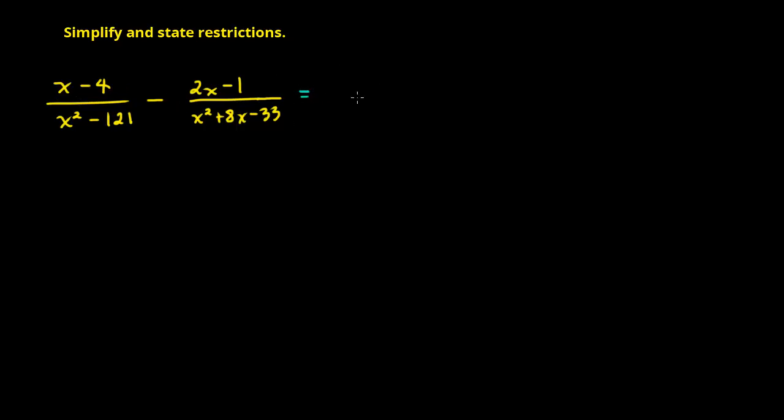So in the numerator we have x - 4, which doesn't factor, over x² - 121. Now x² - 121 is a difference of squares that factors into the conjugate pair, or the conjugate product, (x + 11)(x - 11), minus (2x - 1) all over x² + 8x - 33.